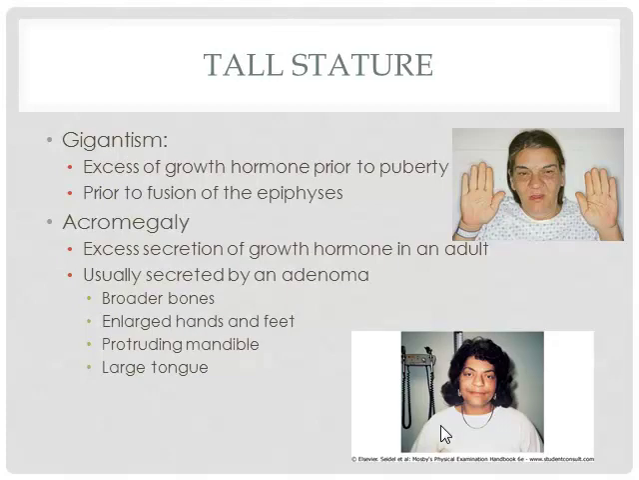In tall stature, we wind up with two different situations, gigantism and acromegaly. In gigantism, there's an excess amount of growth hormone that occurs prior to puberty and prior to the fusion of the epiphyses. Acromegaly is an excess secretion of growth hormone in an adult, and it's usually secreted by an adenoma. These individuals will have broader bones, enlarged hands and feet, but a protruding mandible and a large tongue. So these are both pictures of individuals with this condition.